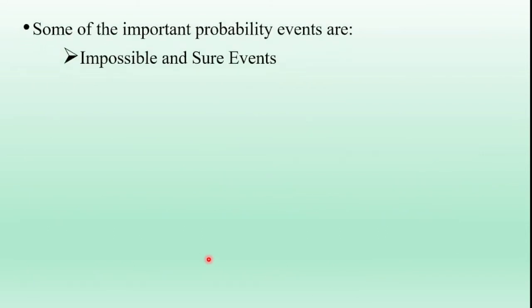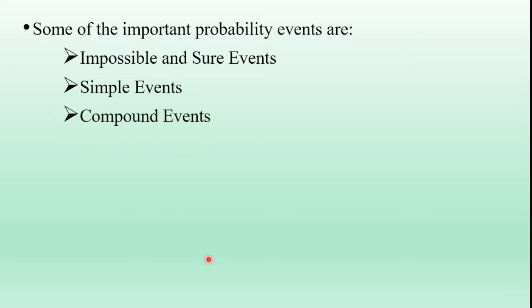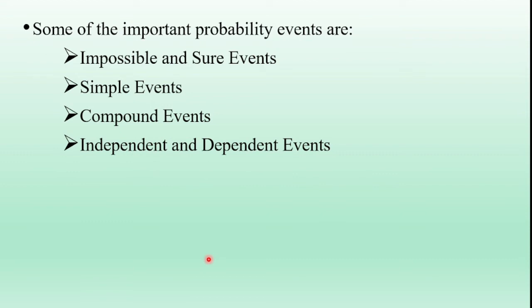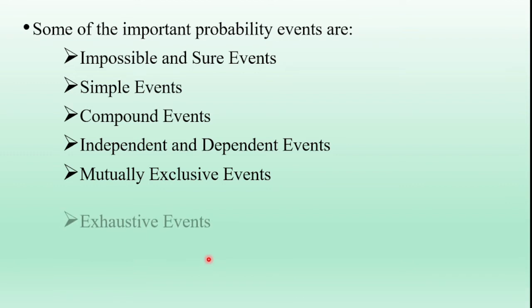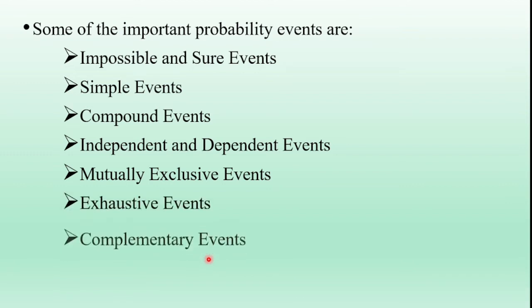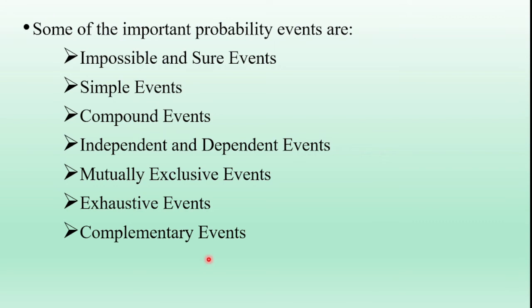There are some important types of probability events: impossible event and sure event, simple event, compound event, independent event and dependent event, mutually exclusive events, exhaustive event, complementary events. So these are some important probability events.